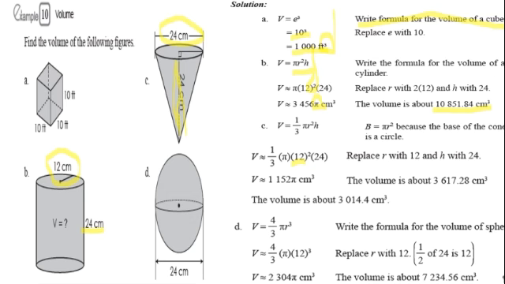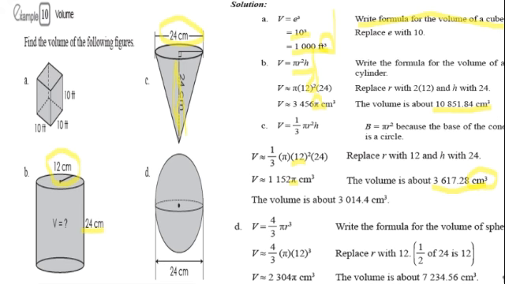So, the volume is about 3,617.28 centimeter cube. Okay? Teacher, why 3,617.28? Because the value of pi is 3.14. So, 1,152 times 3.14 is equal to 3,617.28. And then the unit, centimeter cube. Don't forget that for volume the exponent is 3.